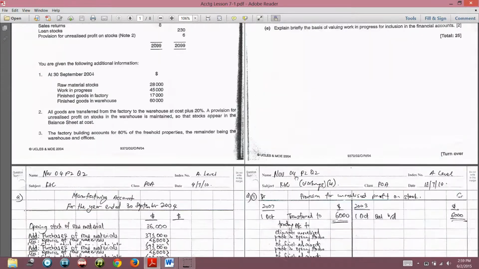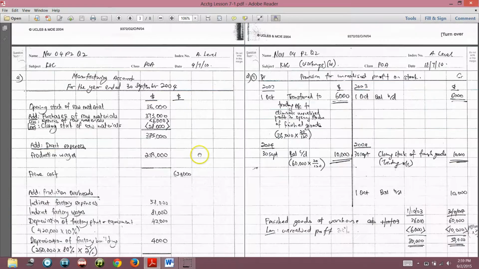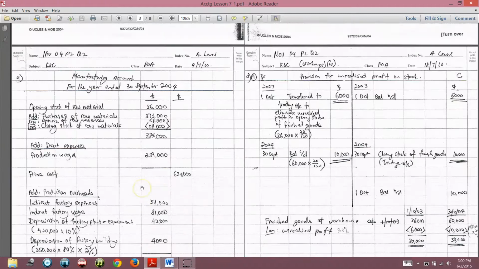Without thinking too much, you should preferably have your question paper in front of you. So I will do here A, manufacturing account for the year ended 30 September 2004, underline. Put 2 columns. You can put your dollar sign here and here, but I've put it here, so it's up to you. I leave the whole piece of paper blank. This is my working. You can leave out the working for now.